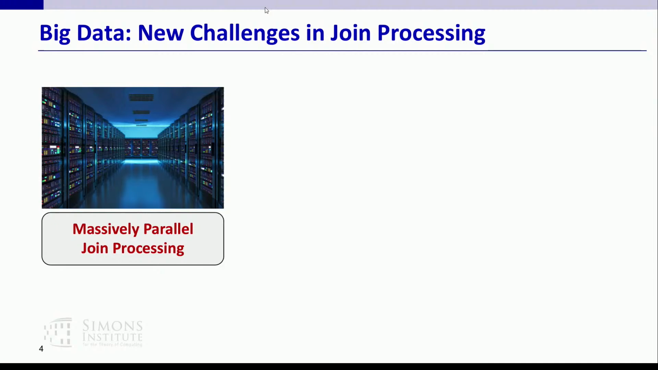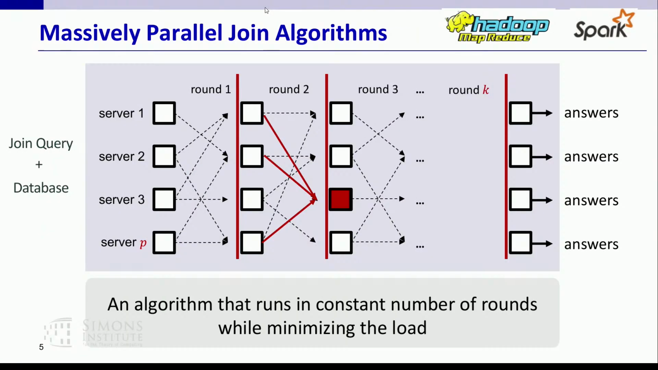For example, large volume data cannot be stored and processed by a single machine. People have developed massively parallel systems such as MapReduce and Spark for data processing. Then how do we design join algorithms that can scale to hundreds or thousands of machines? We can also use a theoretical model to capture the architecture of those systems.